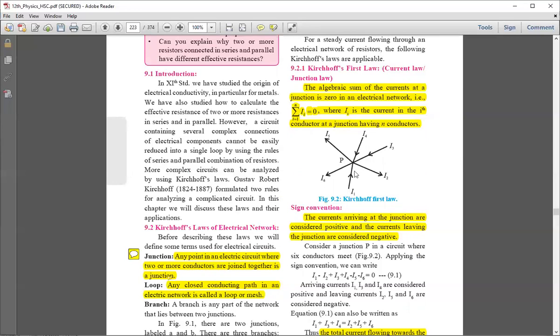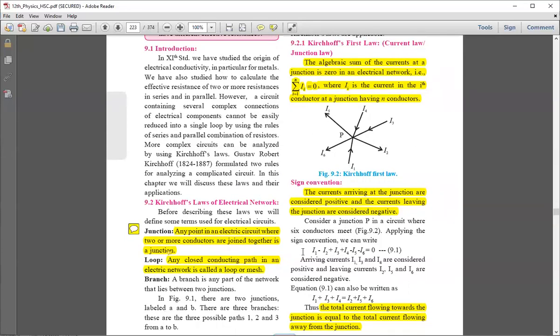So what the law says is that the sum of all these currents is equal to zero. Here it is written as the sum of all currents with their signs as per the sign convention. As I already said, currents I1, I3 and I4 are positive, so they are written with a positive sign. Currents I2, I5 and I6 are with a negative sign.